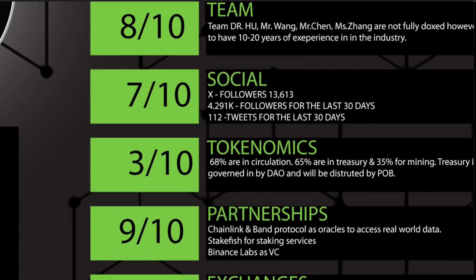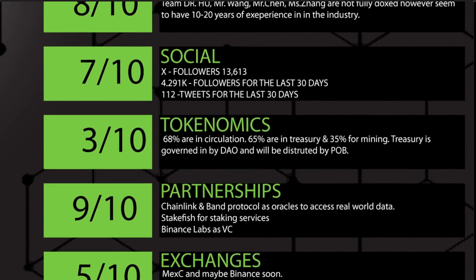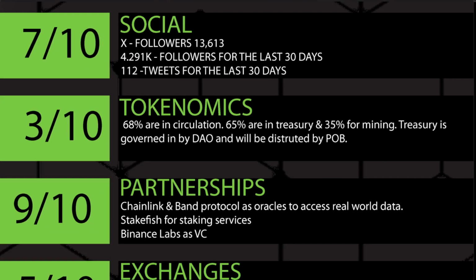Tokenomics, guys, I give it a 3 out of 10. I'm not really feeling it. They've got to give some clarity. About 68% are in circulation right now. Okay, 65% are in treasury, and the rest are in mining. So, guys, the rest of them that are geared towards getting into distribution are just mining. The rest of them are in treasury, because they are holding a good portion of them that are already in circulation in that DAO. So for me, that's problematic.